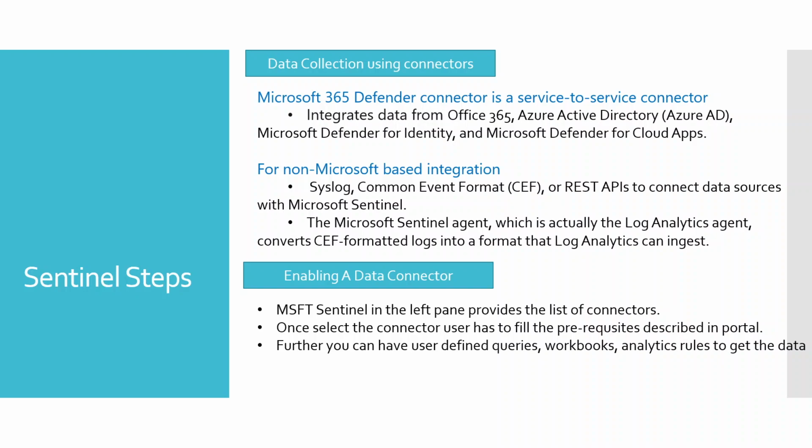Now, how do you enable a data connector? Once you have a data connector, you have to enable it. In Microsoft Sentinel, in the left pane of the portal, it provides a list of connectors, and once you select a connector, it asks you to fill in all the prerequisites described. For example, the authentication mechanism to connect to a source could be a prerequisite. You will be asked for different prerequisites once you have chosen a connector.